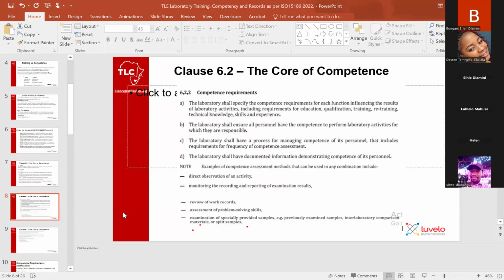Okay, examples of personnel assessment methods that can be used in any combination include direct observation of an activity, monitoring the recording and reporting of examination results, review of work records, assessment of problem-solving skills, examination of specially provided samples, e.g. previously examined samples, interlab comparison materials, or split samples. In the next session, where we get practical, we will go through that.